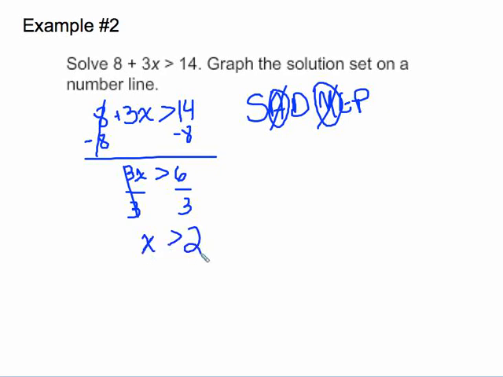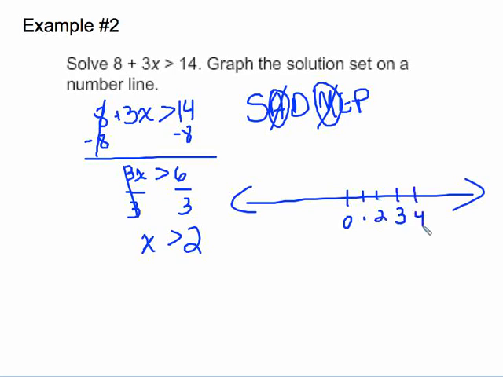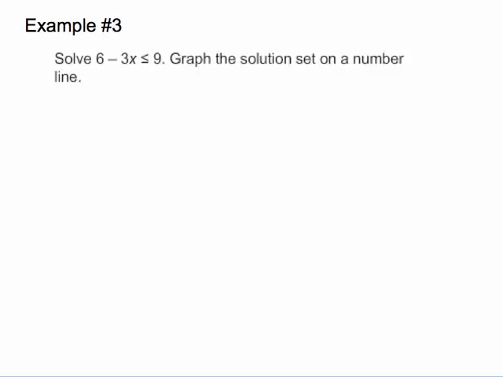So when we go to graph this, get your number line, put 0 in the middle. I think I could scale this graph by ones. I'm going to have an open circle at 2, and since x is greater than 2, I'm going to shade everything to the right, which is bigger than 2. Okay? Hope we're getting the hang of this right now.